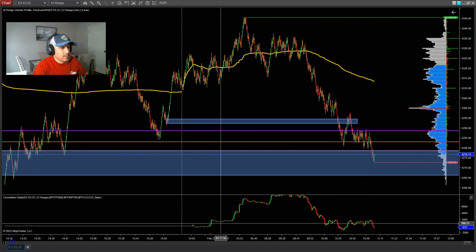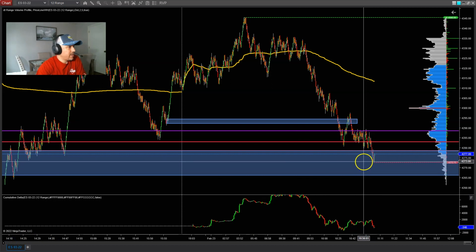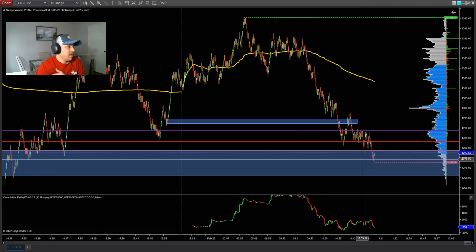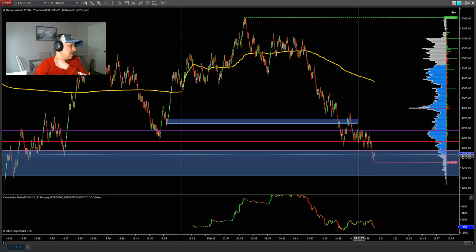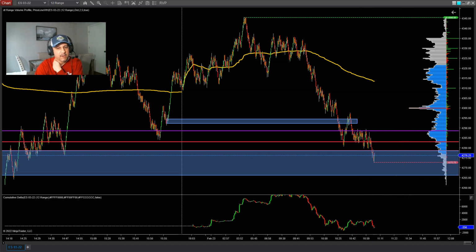Let's see. Yep, even though we see all this selling going on here on the cumulative delta, price is on that 1 hour demand. That's a strong hour. That's a strong area where there's a lot of buying that came out of this area here. So be careful. We did test it already once going into the close of yesterday's trading session, but price can bounce out of this area.